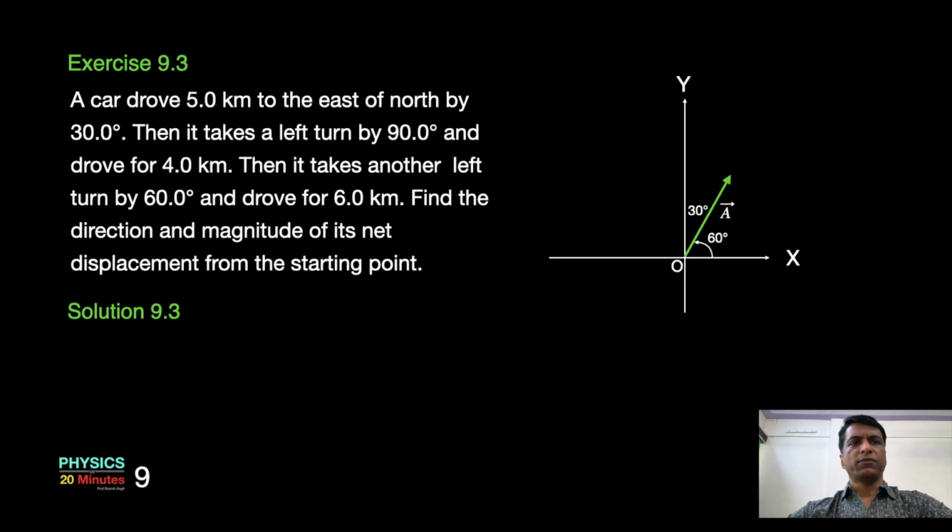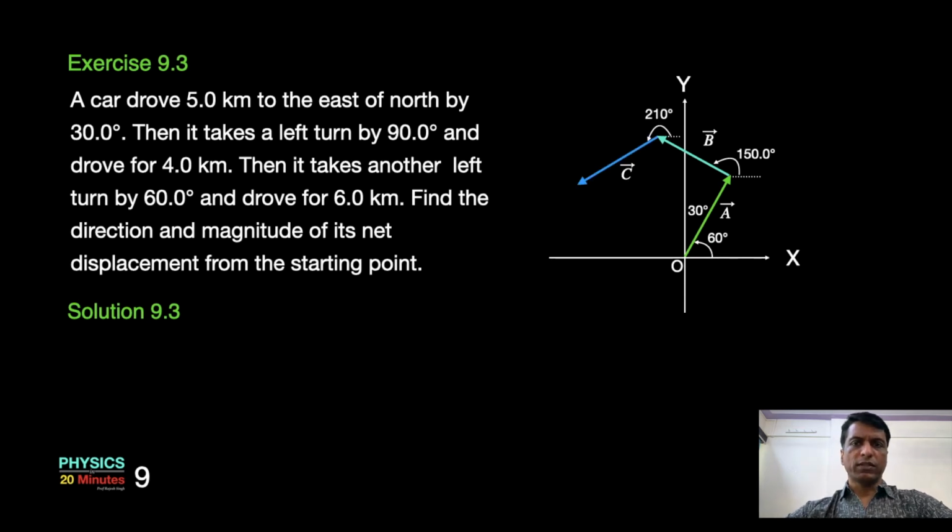Then it takes a left turn by 90 degrees and drives for 4 km. Let this be represented by vector B. The vector B will make an angle of 60 plus 90, that is 150 degrees, with respect to the positive x-axis, and its magnitude will be 4 km. Then it takes another left turn by 60 degrees and drives for 6 km. Let this be represented by vector C.